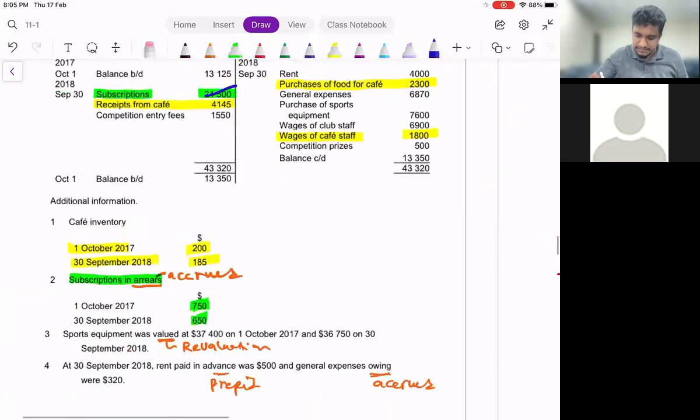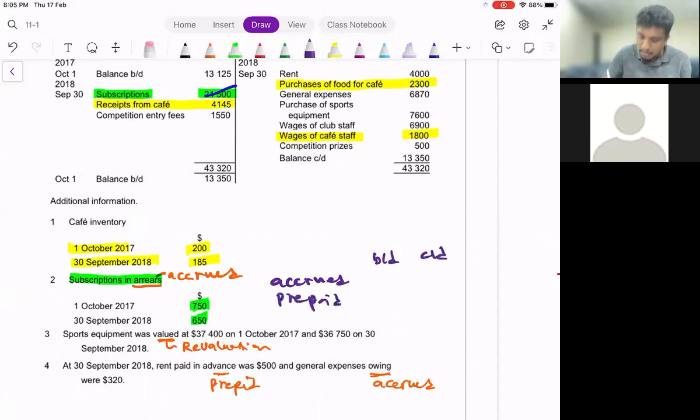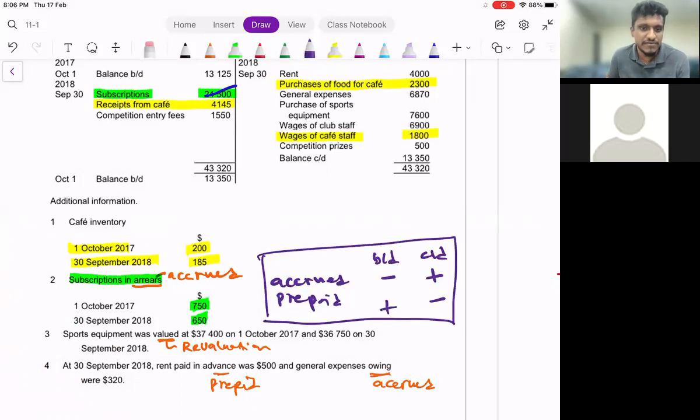Do you remember the format or not? We have a special formula for accrued. Accrued, if it is an opening, we plus or minus; if it is a closing, plus or minus. Then we have prepaid. Opening, we plus or minus; closing, we plus or minus. You should know this. Accrued CD will be plus. BD, the opening, will be minus. Prepaid CD will be minus. BD will be plus. Please remember this formula, it's very helpful.